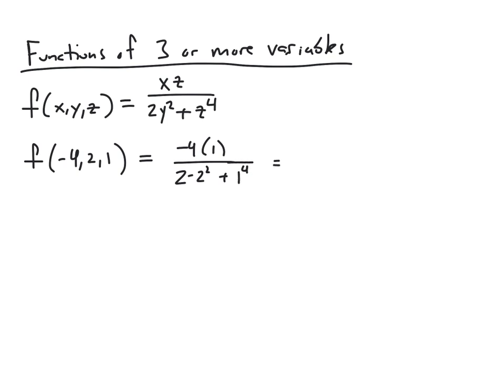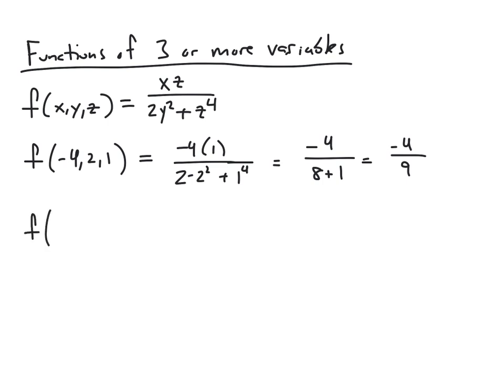All right, and then we just simplify all of this. So this is going to be -4 divided by 8 plus 1. So we get -4 ninths. Right? All right, so this function behaves exactly like the function of two variables, except that we have three. All right, we could, of course, have four variables.